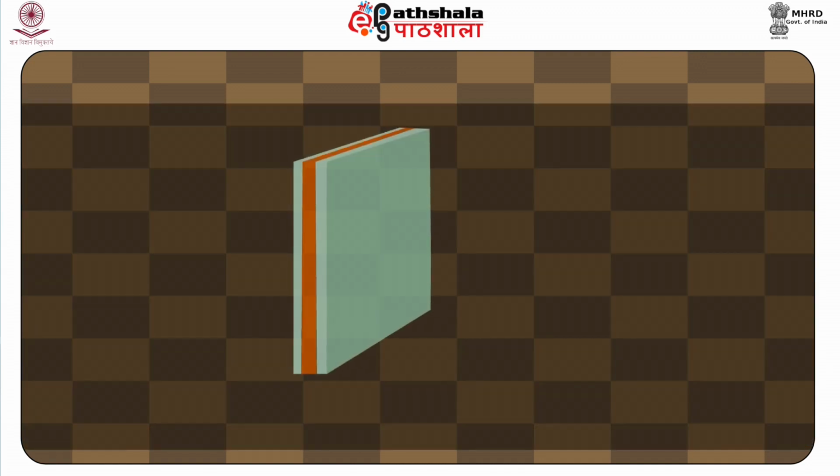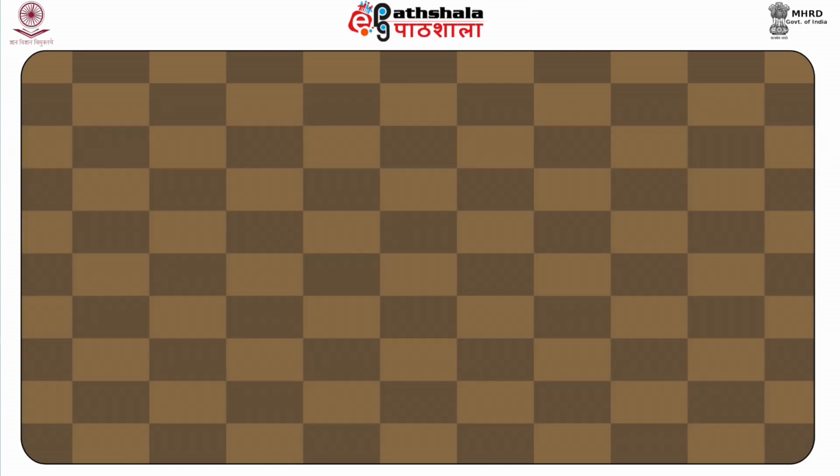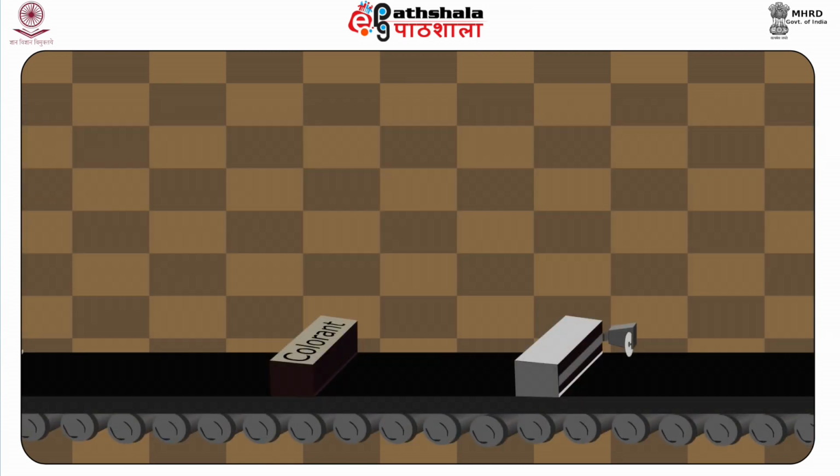As the center of the glass cools, it contracts, pulling the rigid surface layers into compression, which is further balanced by the tension in the inner layer. Next is coloring and decolorizing.